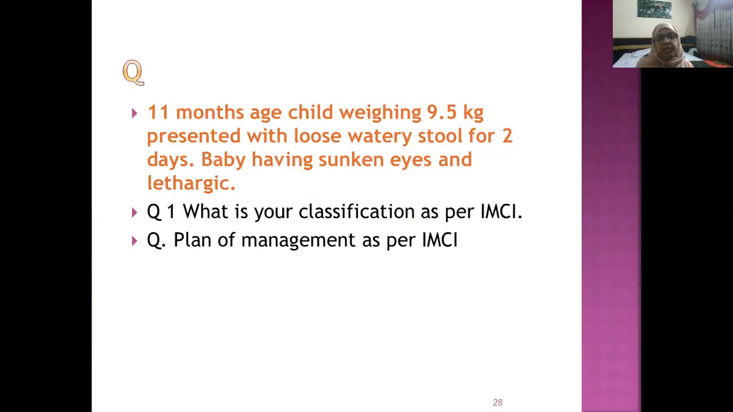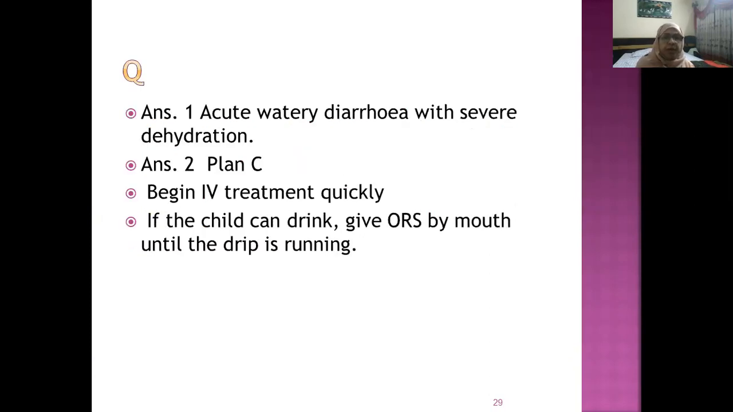You may have a question like this: an 11-month-old child weighing 9.5 kilograms presented with loose or watery stool for 2 days, the baby having sunken eyes and lethargic. What is your classification as per IMCI? Plan of management as per IMCI. So your first answer will be acute watery diarrhea with severe dehydration. Plan of management as per IMCI: you have to give IV treatment quickly. If the child can drink, give ORS by mouth until the drip is running.